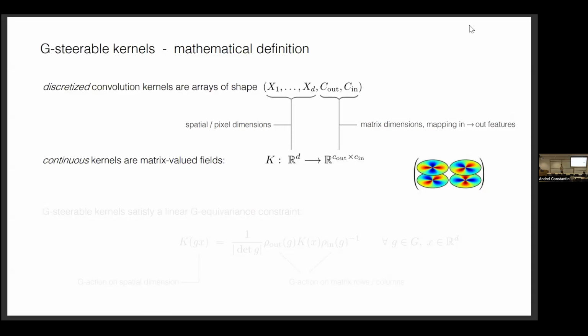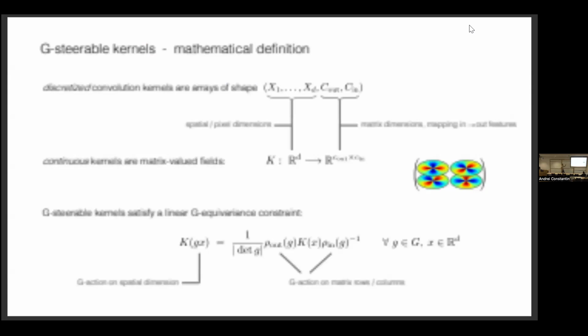All right, so now we can look at the mathematical definition and again start with the discretized formulation of convolution kernels. As before, we have such a multidimensional array where we have d spatial axes, but then each kernel is actually matrix valued for a convolutional network. So if we want to describe that in the continuous case, we get such maps here, which now don't go from R^d to R^c, but actually give something like a matrix valued field, and we visualize that as a matrix of kernels in some sense.